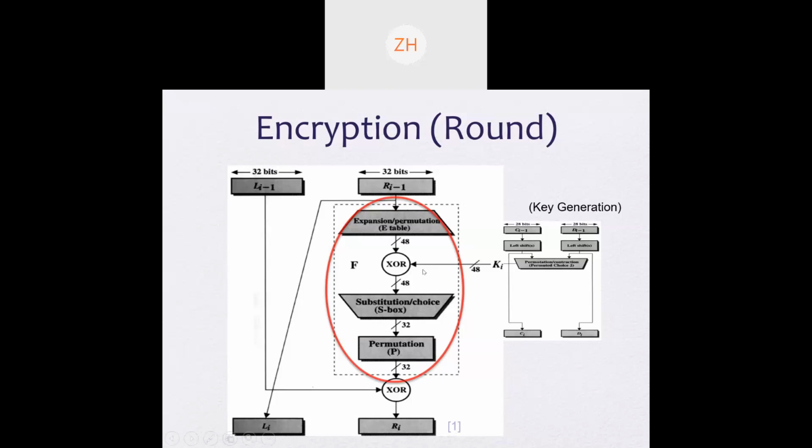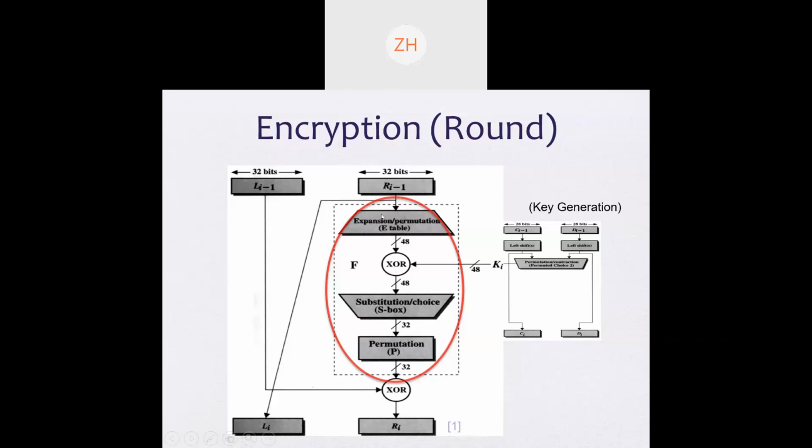So inside the function, we have 4 sub-functions, right? Whereby for the Feistel block cipher last time, I just assumed we can use AND or OR or XOR, whatever. But for DES itself, as you can see, we have 4 static sub-functions.